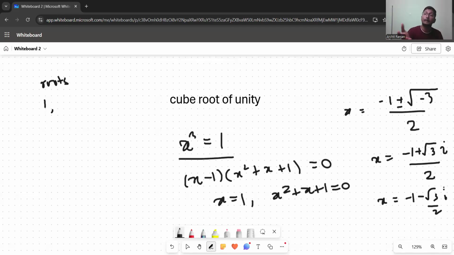Now, obviously, remembering these things is quite tedious. It is not good looking. We are mathematicians. We try to look good. So what do we do now? We call this omega and this omega square. So there are three roots. One is 1, one is omega, and the last one is omega square.